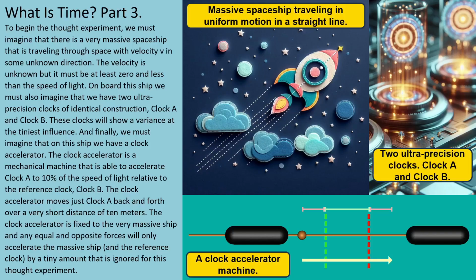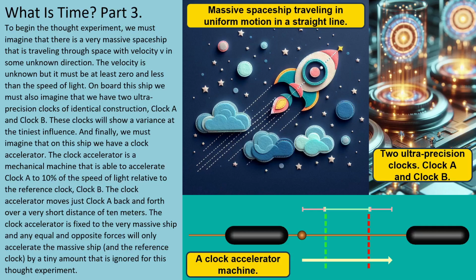To begin the thought experiment, we must imagine that there is a very massive spaceship that is traveling through space with velocity v in some unknown direction. The velocity is unknown, but it must be at least zero and less than the speed of light. On board this ship, we must also imagine that we have two ultra-precision clocks of identical construction, clock A and clock B. These clocks will show a variance at the tiniest influence.